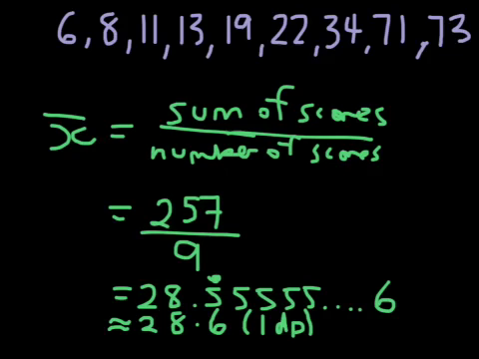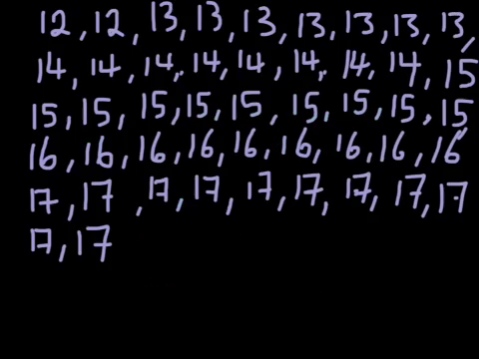Now that seems fairly straightforward. Add all the scores together and then divide by how many there are. But in the last 2 cases, I did not have that many scores to add up. What happens if I have lots and lots of scores? How am I going to do it then? For example, what if I get a data set like this?